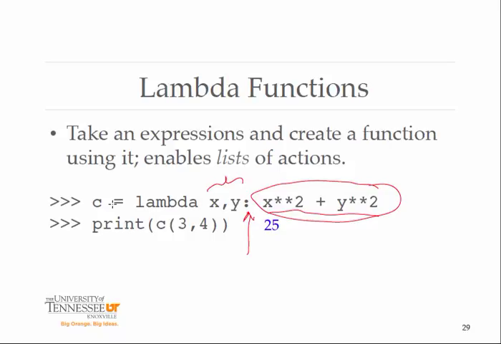Here's the syntax for actually executing this lambda function: just indicating its name followed by the parameters 3 and 4, and the output, of course, indicated here in blue, would be 25. So again, a very advanced kind of feature of functions in Python, but I think you'll find it very, very useful.